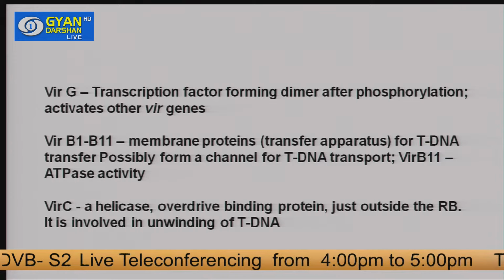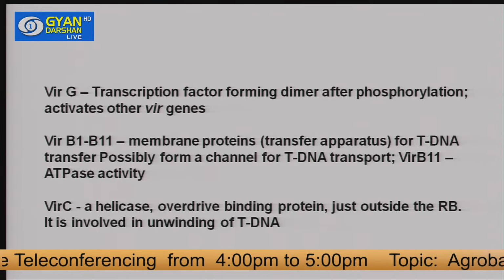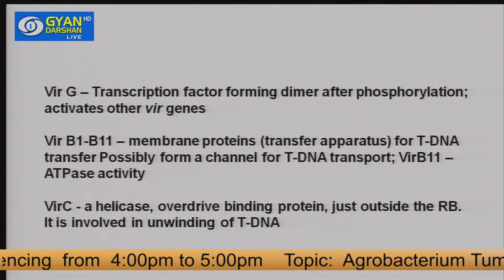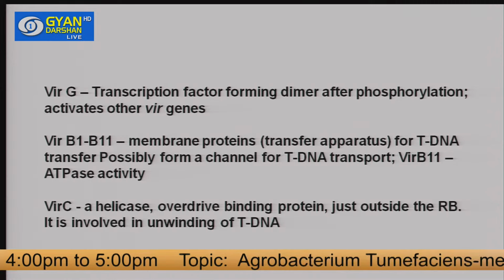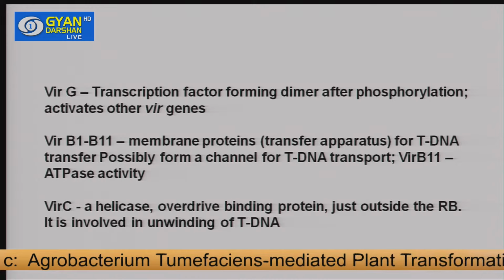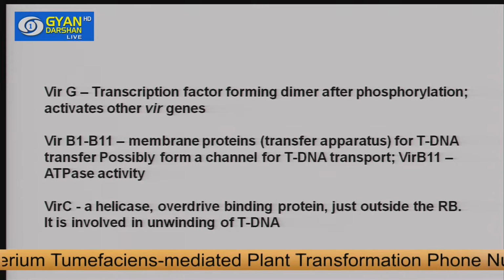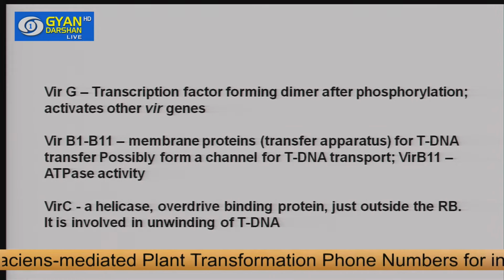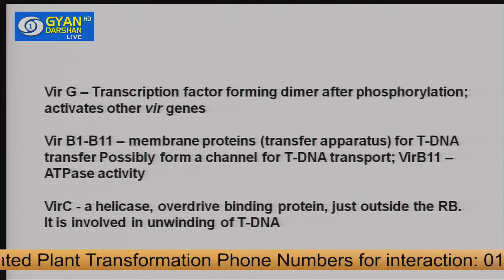VIR C is a helicase and an overdrive binding protein. Overdrive sequences are present just outside the right borders, and these overdrive sequences are recognized by VIR C, which is a helicase. That is probably the reason that the transfer process starts from the right border and not the left border. It is because of the presence of these overdrive sequences near the right borders, which are recognized by VIR C, which has a helicase activity.